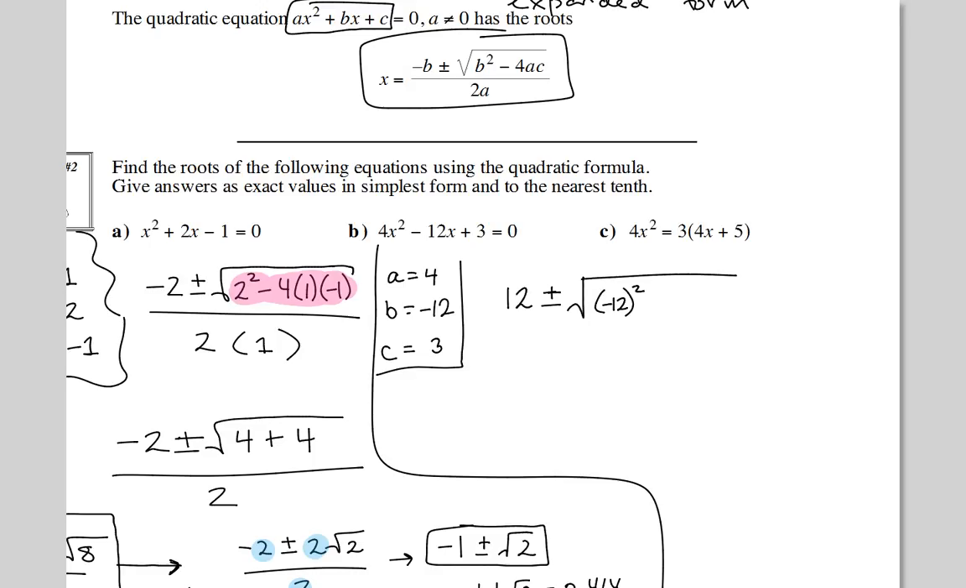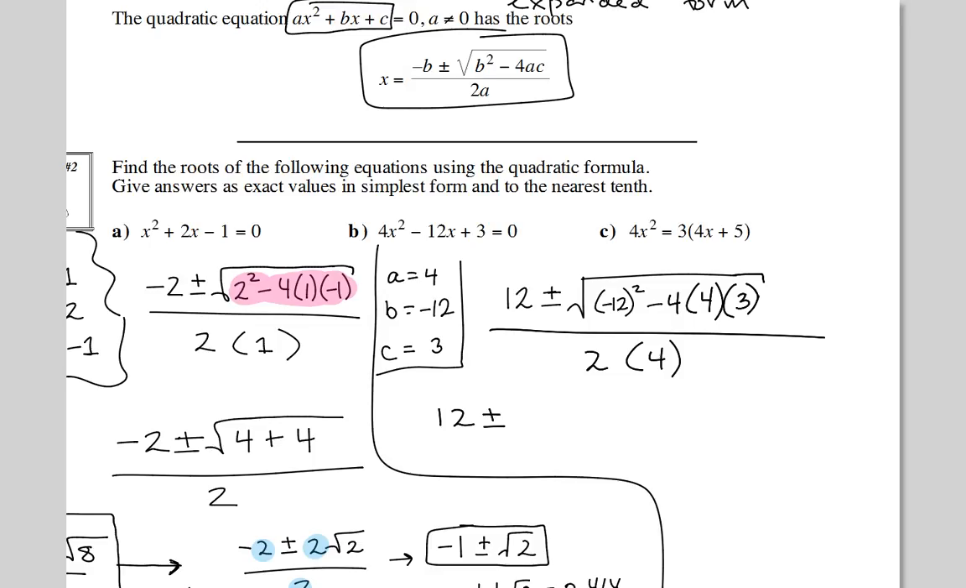If you're a person that needs a calculator to do 12 squared, and you can self-admit this, everyone knows who they are, that's fine. You make sure you put a bracket around here, so it will become positive 144. Because if you don't put that bracket, you're screwed. Okay, and then we got to go minus 4. A is 4, and C is 3. All over 2A, which is like this. Okay, let's clean this up.